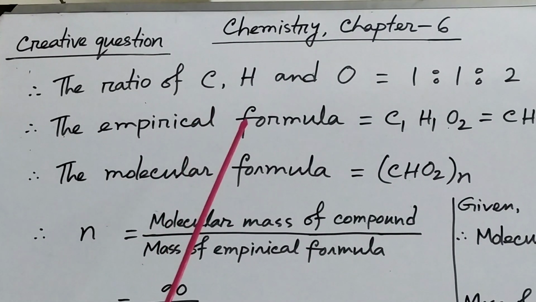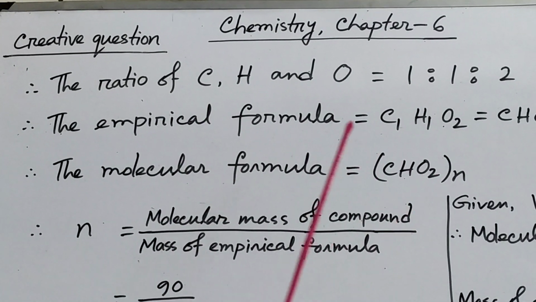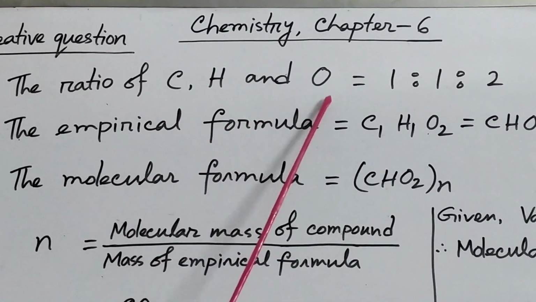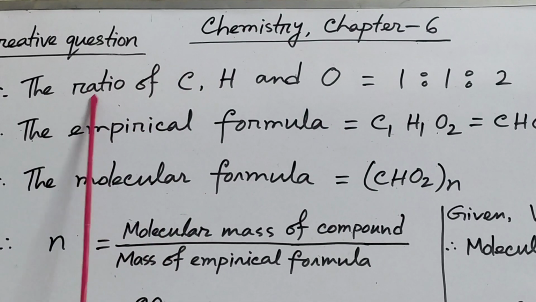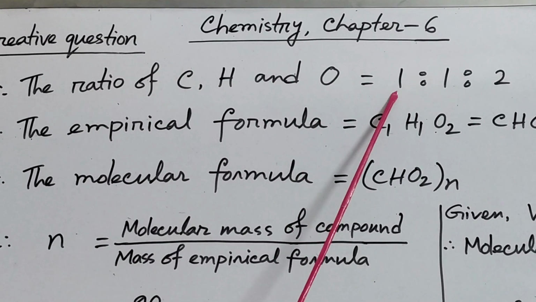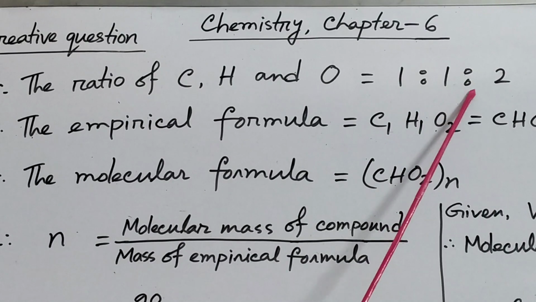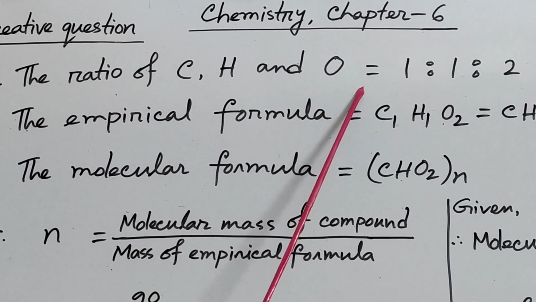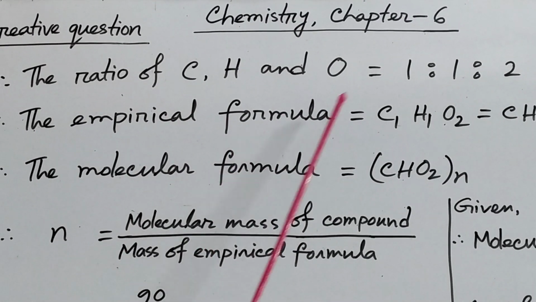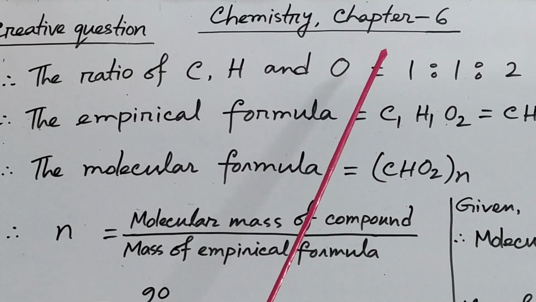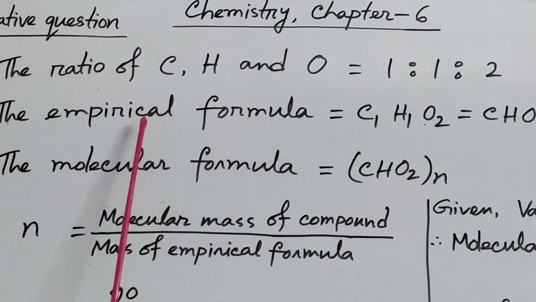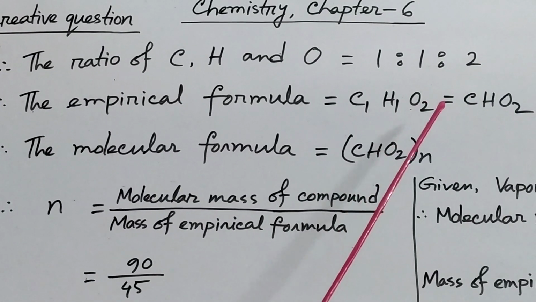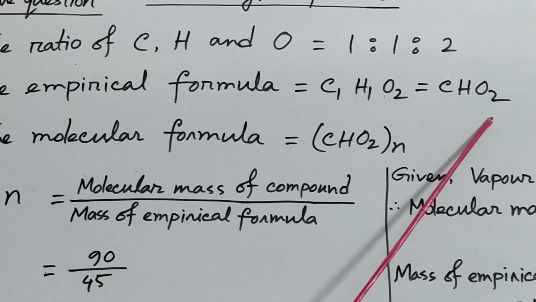Okay, dear students, we are in the last step. So we have got the carbon, hydrogen and oxygen. The ratio of carbon, hydrogen, oxygen will be 1 to 1 to 2. The empirical formula shows the ratio of the number of atoms of a compound. So the empirical formula will be C1H1O2. So we can write CHO2.